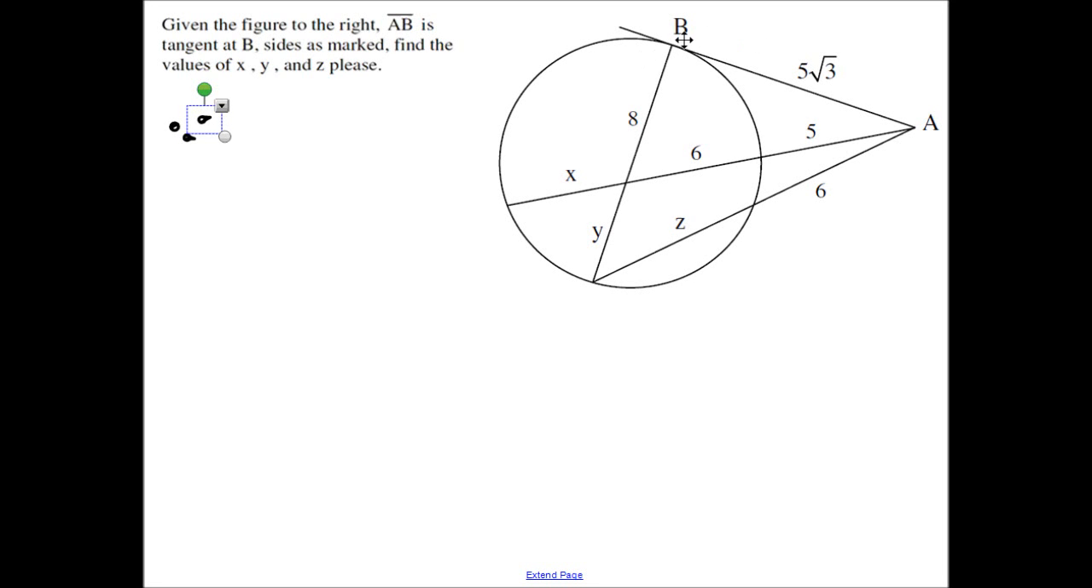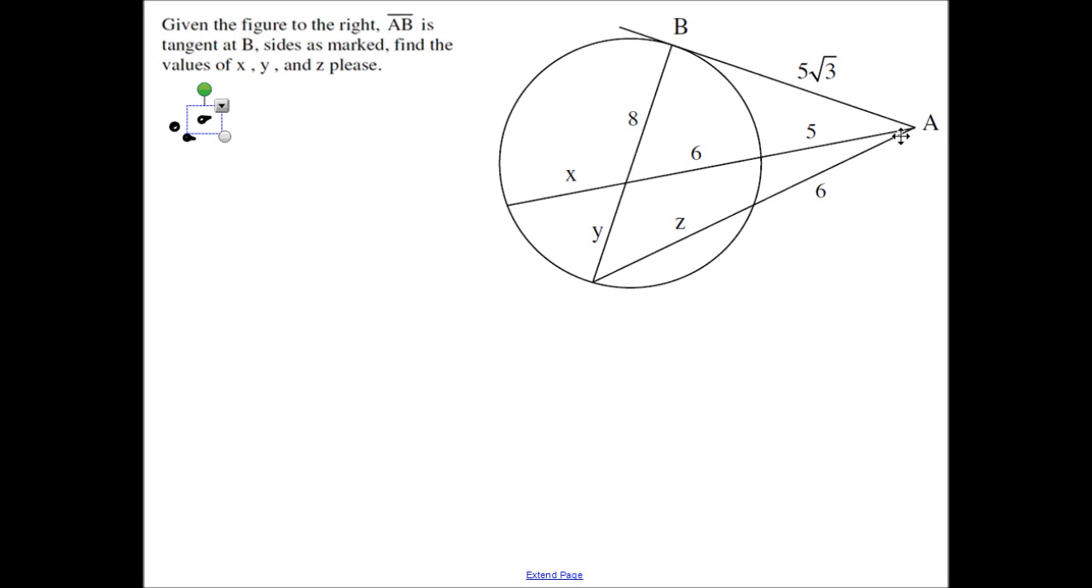Tangent to the circle at point B. So the whole line segment is a tangent, but this is a tangent segment, a part of a tangent. There's also something we call the secant segment in class. For example, from point A all the way over to here is a secant segment. Same thing here, from this point to A is also a secant segment.